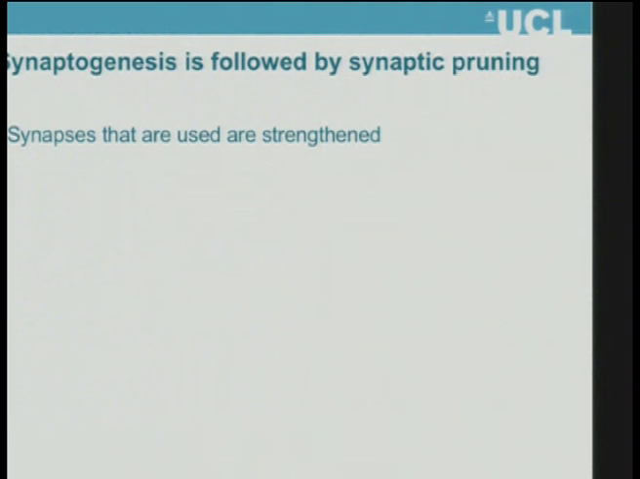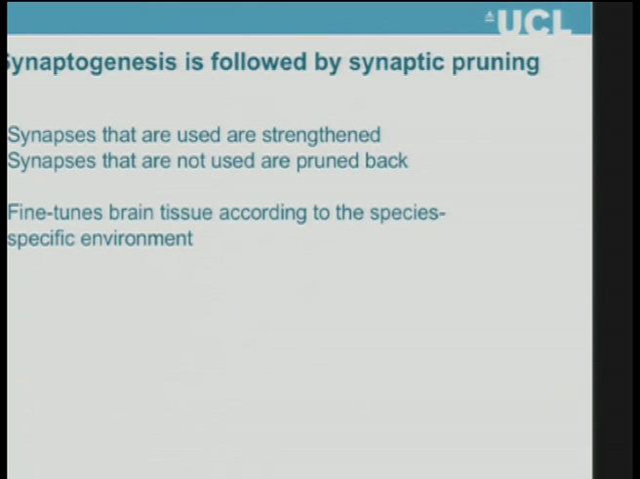So synaptogenesis is followed by synaptic pruning, and synaptic pruning, while it's genetically pre-programmed to a certain extent, is also, to a certain extent, dependent on the environment that the animal is in. So we know that synapses that are used are strengthened, and synapses that are not used, because they're not needed in that particular environment the animal is in, are pruned away. And that process of synaptic pruning away excess synapses that aren't useful for that particular environment effectively fine-tunes brain tissue according to the species-specific environment.